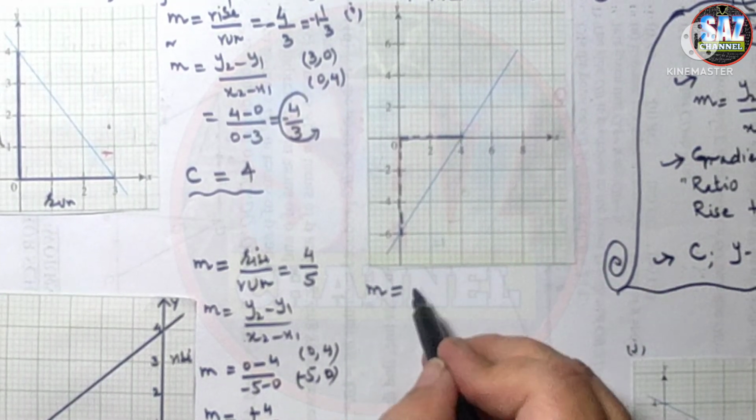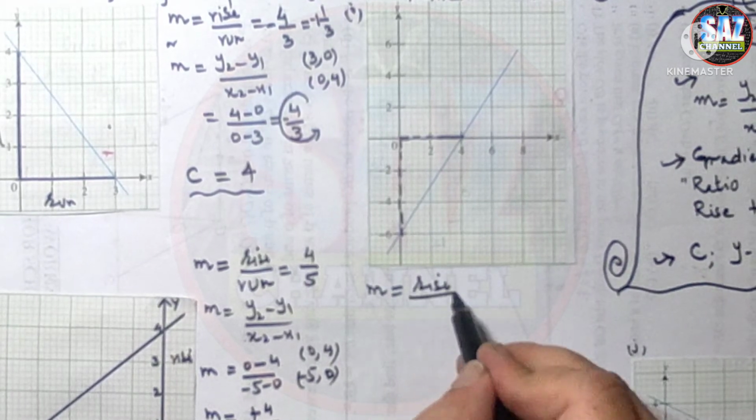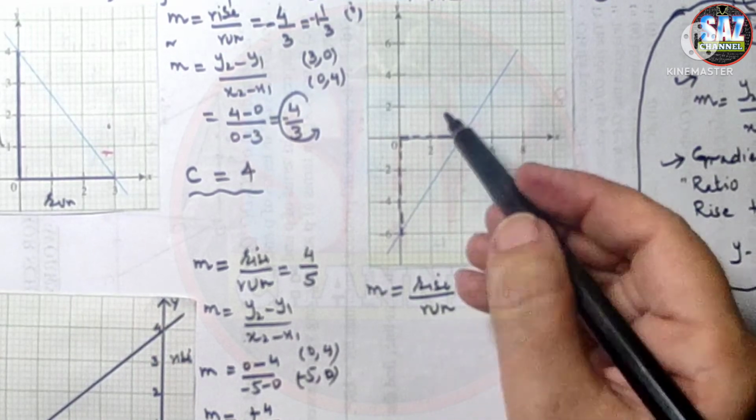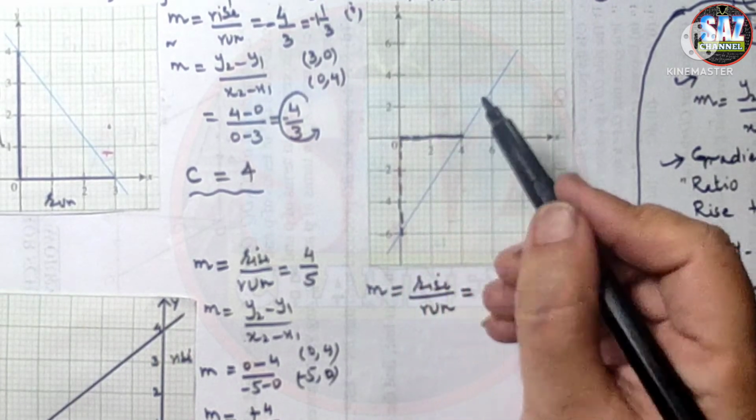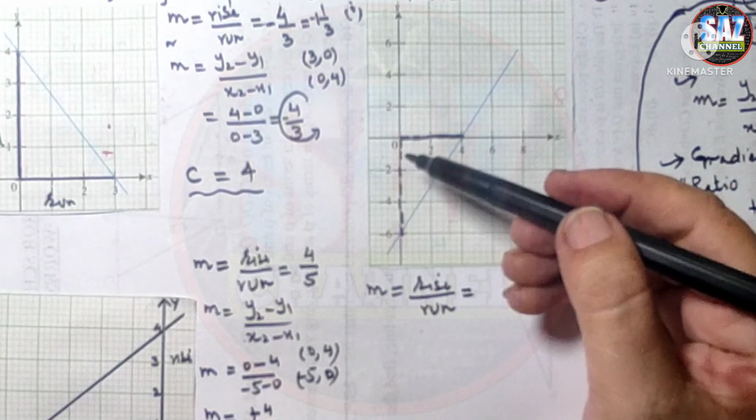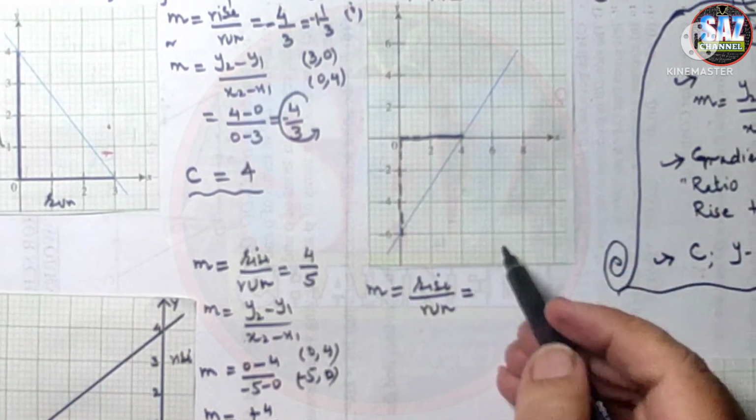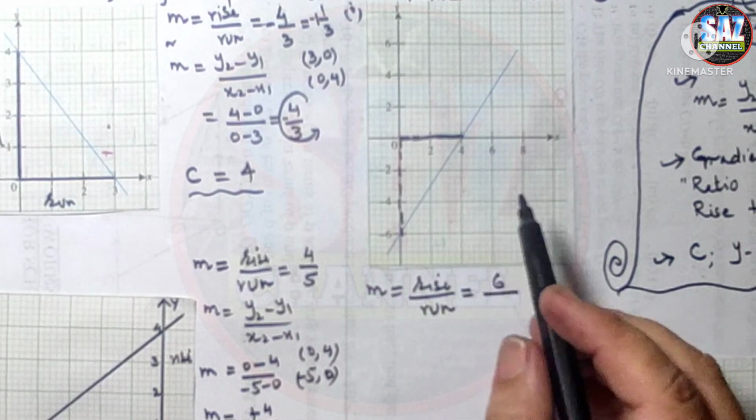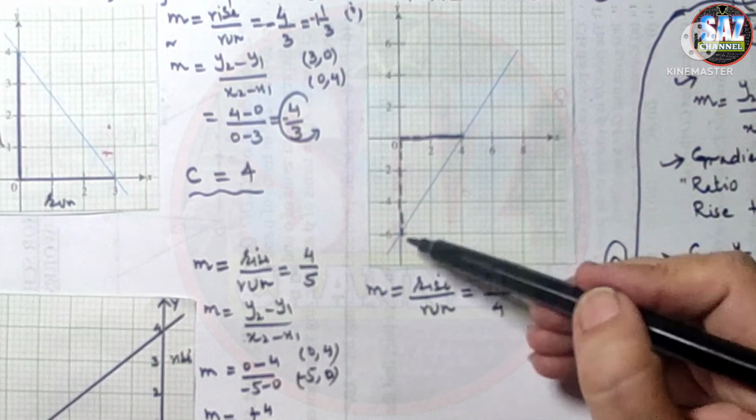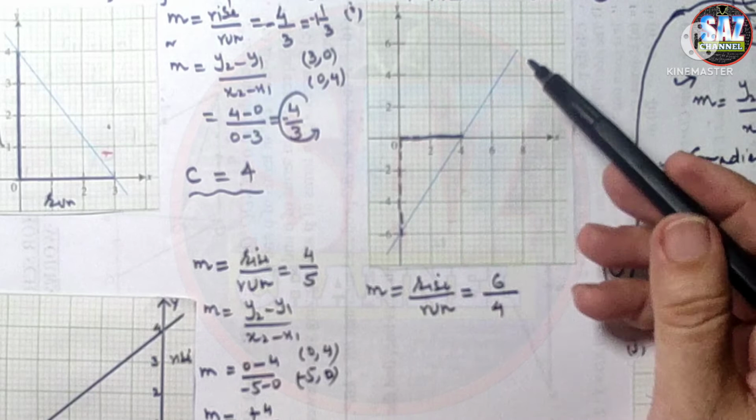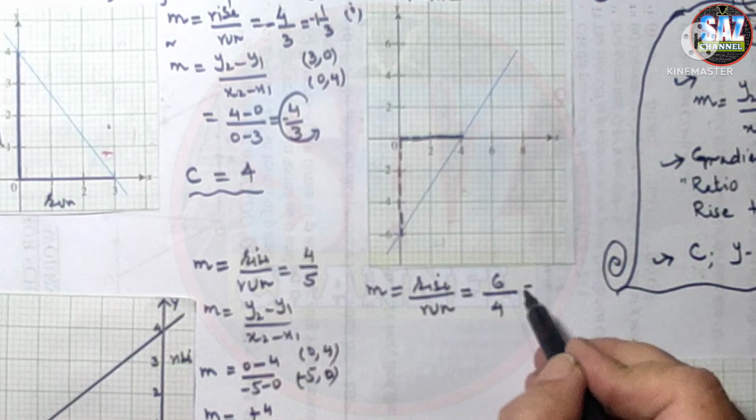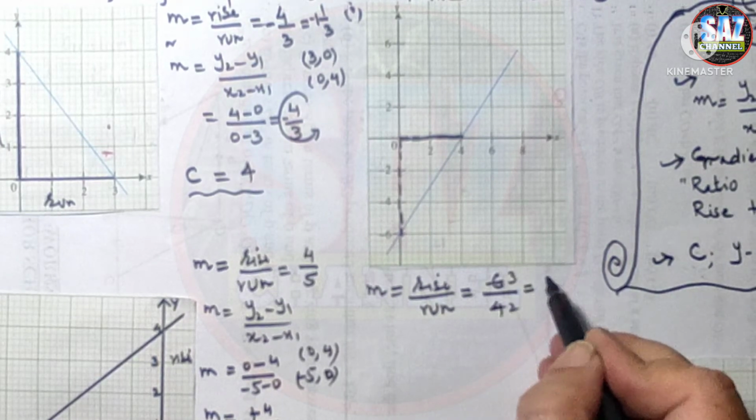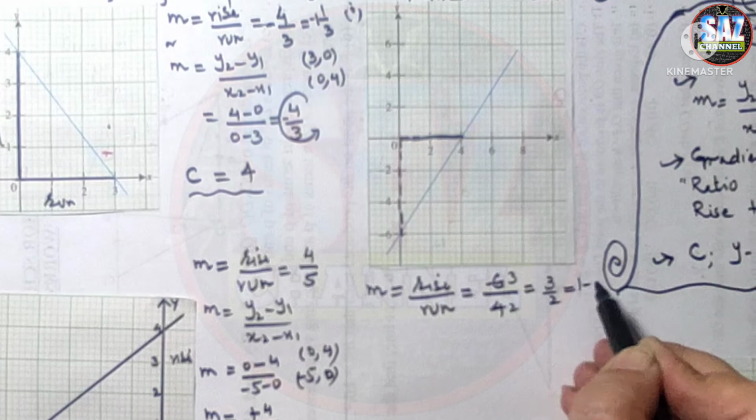M equals rise upon run, and rise will always be along which axis? Y-axis, and run will always be along which axis? X-axis. So in the rise part we are taking 2, 4 and 6 blocks, and in the run part 2 and 4 blocks. And again observe the line is having a rising trend. Okay, so rising trend means the gradient will be positive.